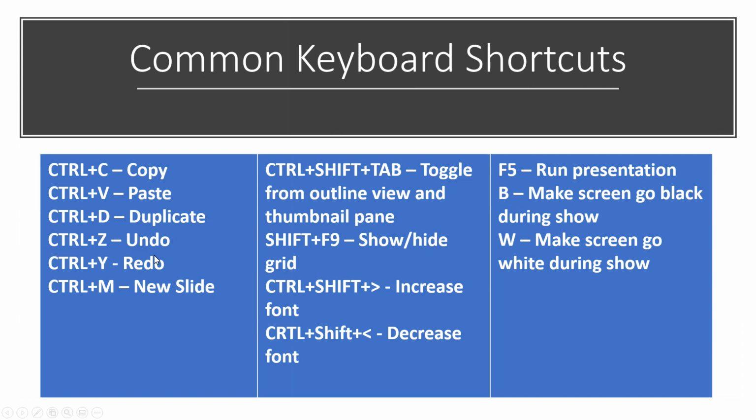And of course, remember undo and redo, and Control M will give you a way to put in a new slide. Control Shift Tab, I use this one a fair bit, lets you toggle from the outline view to the thumbnail pane, and I work in the outline view a lot. Shift F9 shows or hides a grid on the page you're working on. Control Shift and then the right arrow increases font, and the left arrow will decrease font.